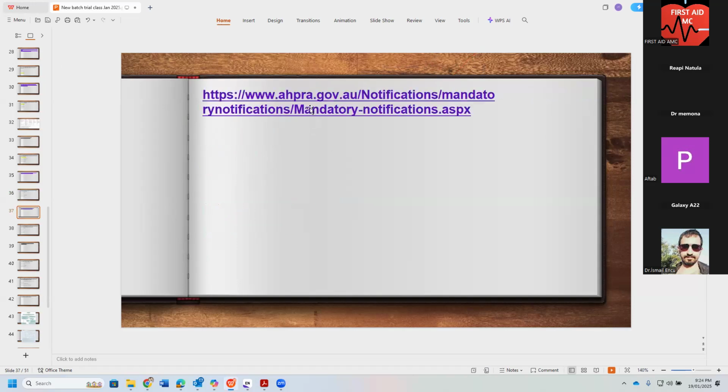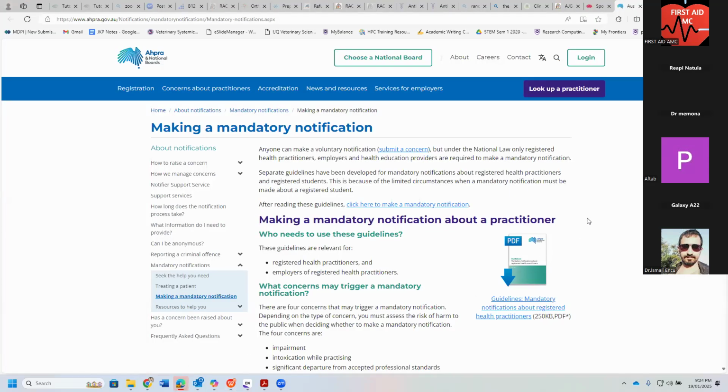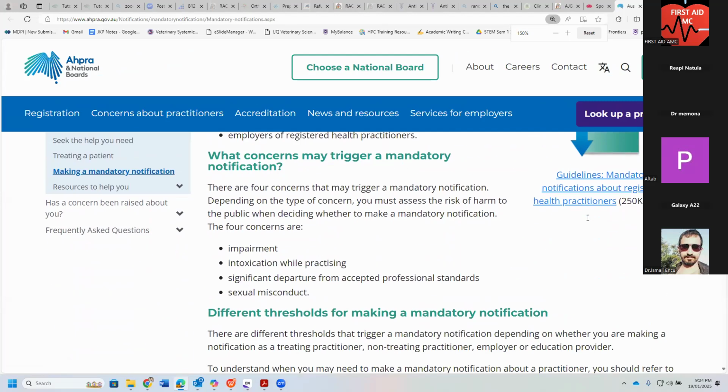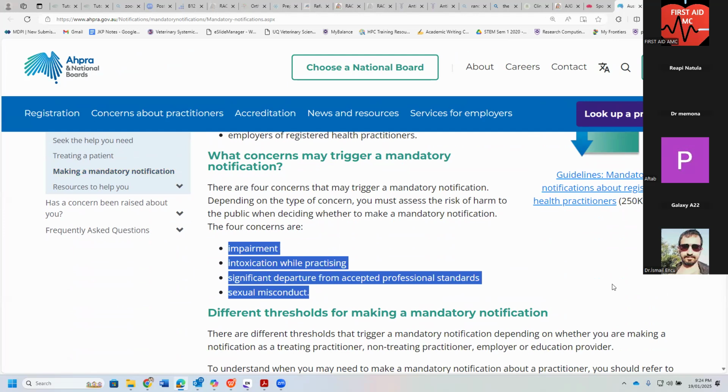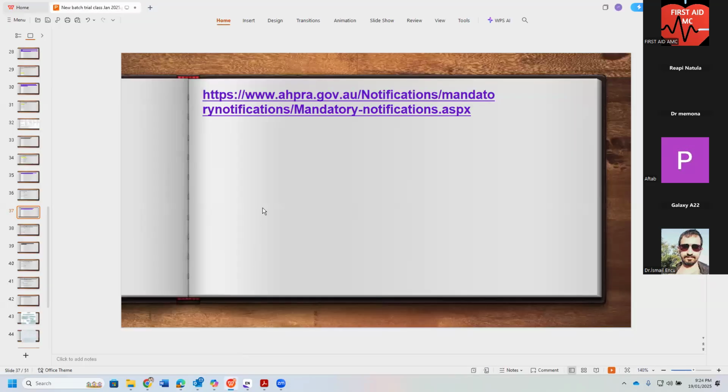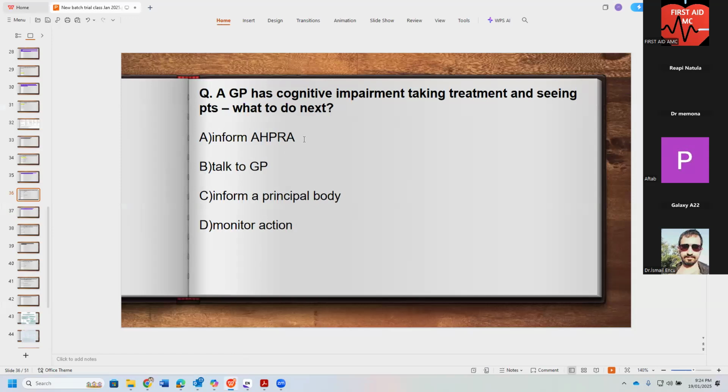The notifiable offences to AHPRA: impairment, intoxication while practicing. Impairment doesn't matter, whether cognitive impairment, physical or mental impairment, significant departure from accepted professional standards, and sexual misconduct. These are all notifiable. So what do you do next? Who is the principal body that you inform? You inform AHPRA. They will investigate.